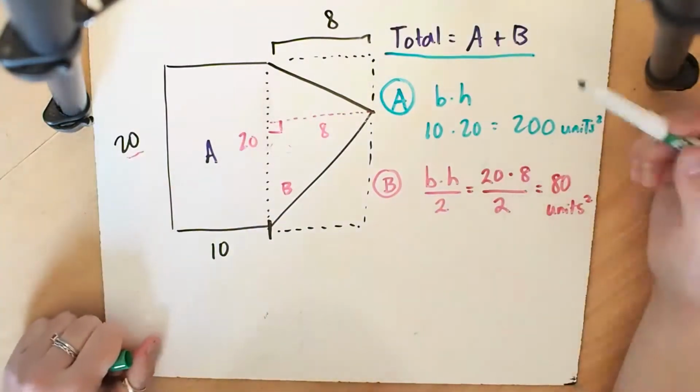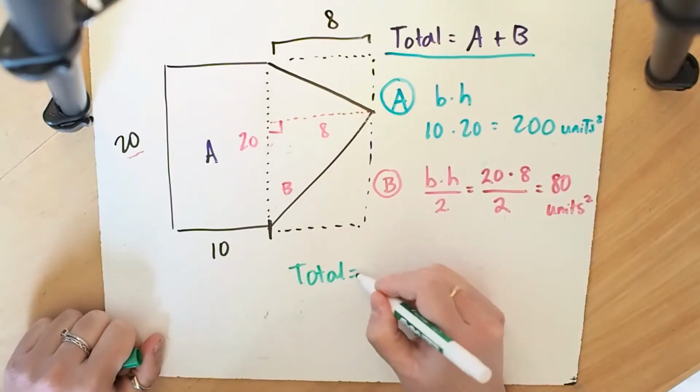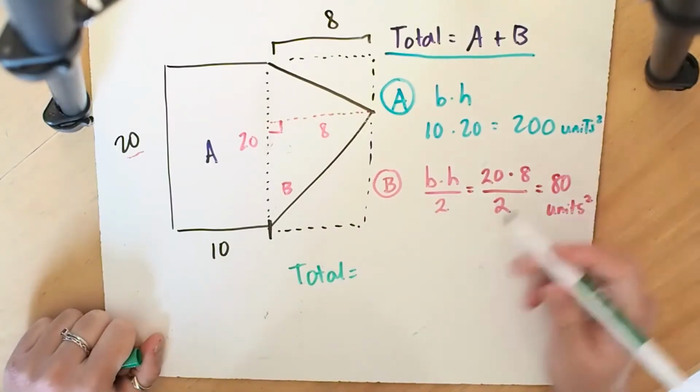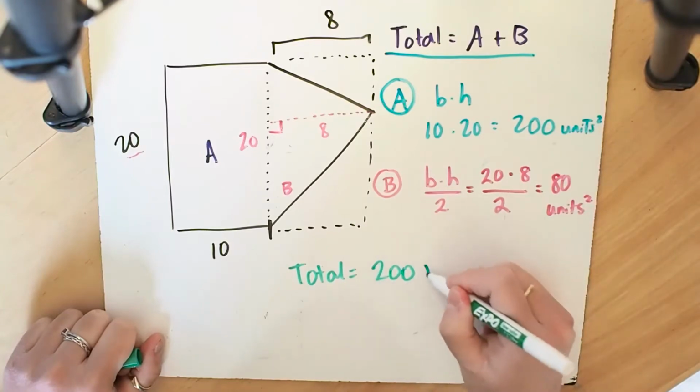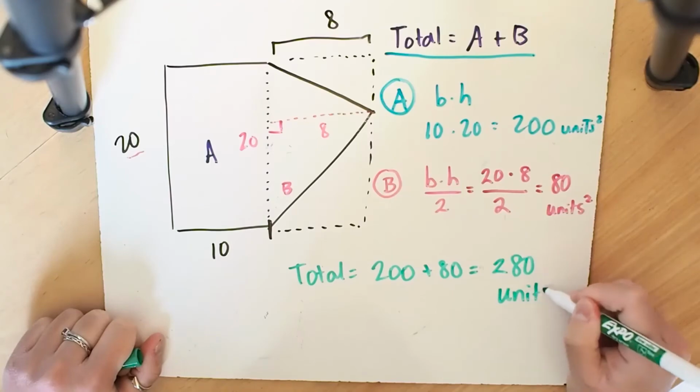If we go back to what I said at the very beginning, that the total is the area of A plus B, now that I've found the areas of A and B separately, I just go back and add them together. 200 plus 80 equals 280 units squared.